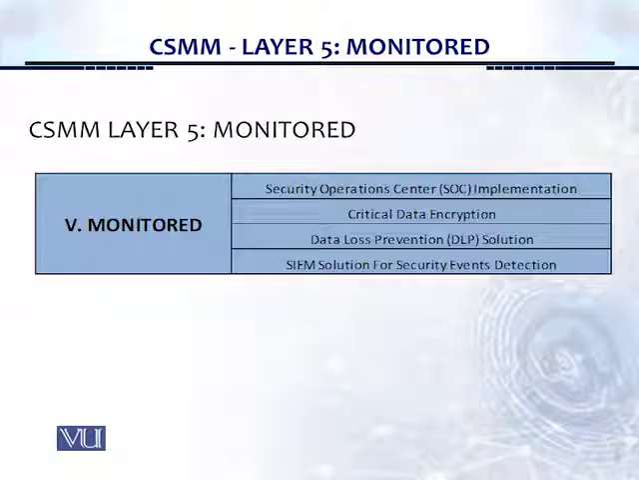So what are the controls in Cybersecurity Maturity Matrix layer 5? A SIEM solution, Security Information and Event Management solution for security event detection and response, a data loss prevention solution, DLP, critical data encryption, and then a Security Operations Center implementation or a SOC implementation.